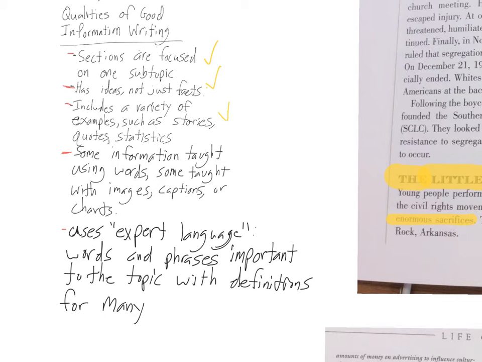So it's telling a story right here. It does have some dates, so that's good. Some information is taught using words. Some is taught with images. It has captions and it has the pictures of the people. Yep. Uses expert language, and it has the bold-faced word there, so it has the expert language.